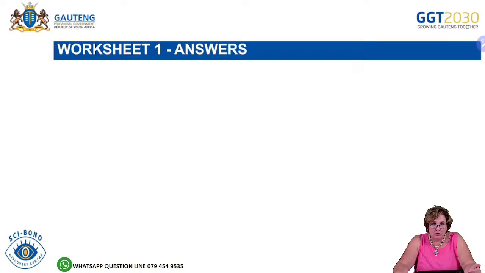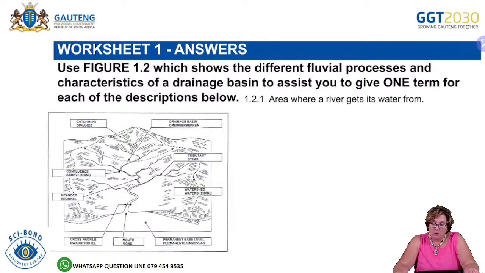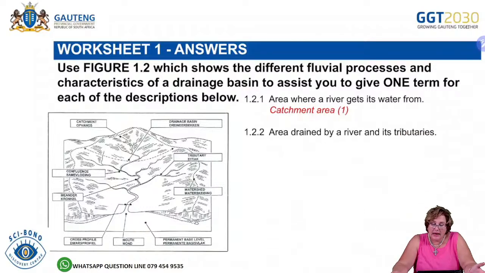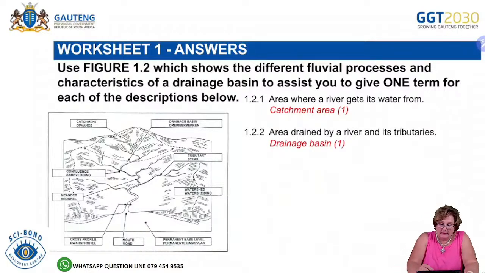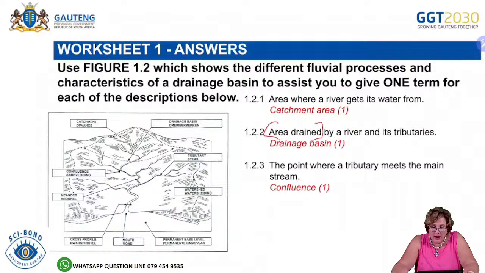Let's check the answers and you compare your answer with our answer. The first question, area where a river gets its water from, is a catchment area. Remember we said it's the area where it rains and that rain flows on the earth's surface. An area drained by a river and its tributaries is a drainage basin. There's the keyword: area drained by a river and its tributaries. The point where a tributary meets the main stream is a confluence.